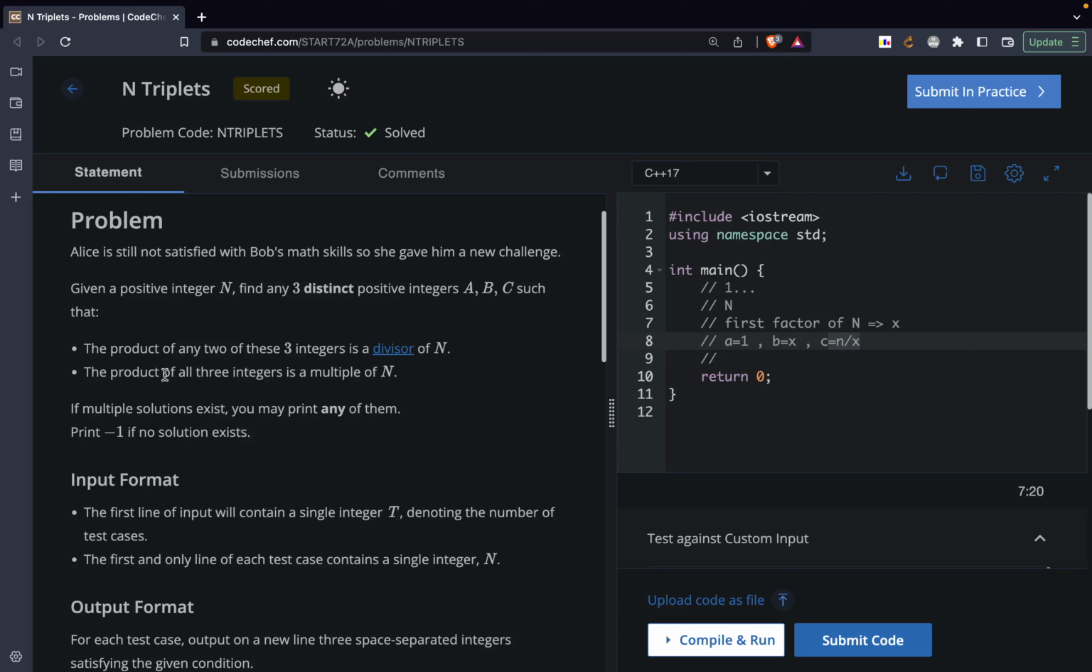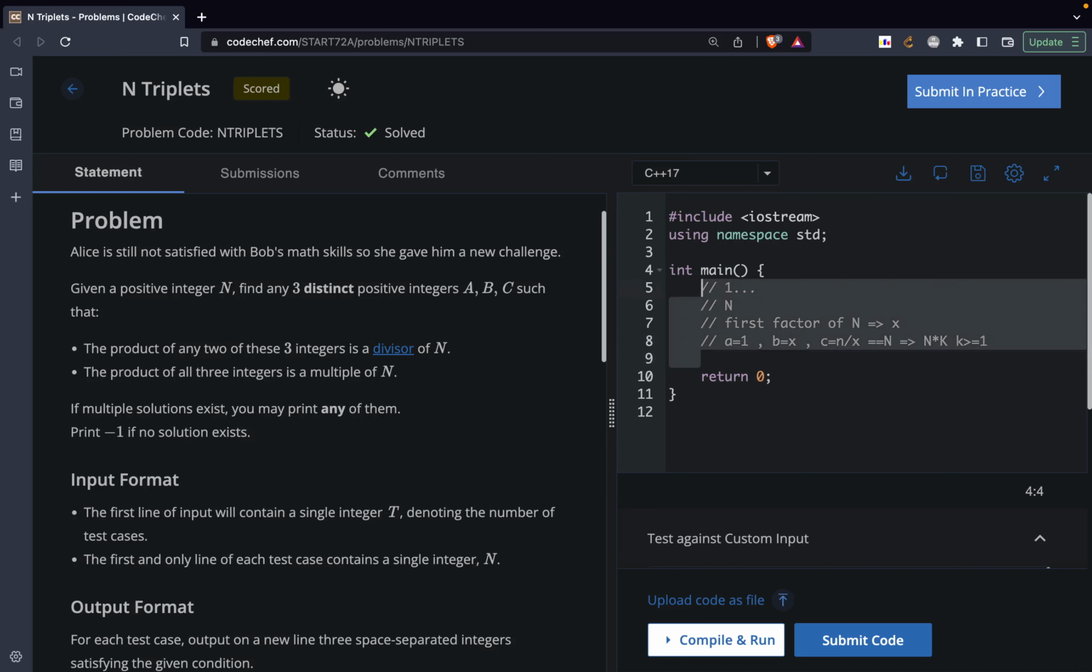The second constraint is that the product of all three integers is a multiple of n. So the product of these three integers should be n into k, where k is greater than or equal to 1. Does that happen? When we multiply these three integers, we get 1 into x into n by x, which is n itself. Every number is its own multiple, since every number multiplied by 1 is the number itself. So we see both of the constraints are satisfied.